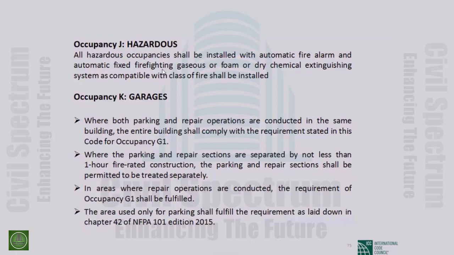The garage is the same thing, so you have to fit it with some fire rating. It is 1 hour fire rated, and again it depends on the size. If it is more than 7,500 square feet, you have to compartmentalize. Here it is not written, but you have to be careful about that. If the size is more, then you have to be careful about the garage also.